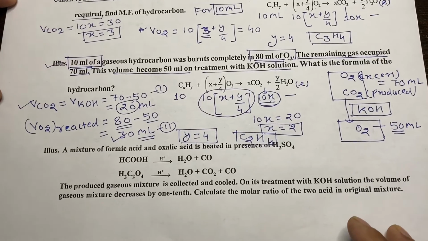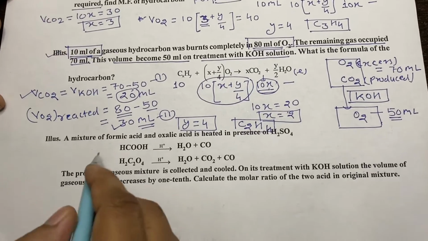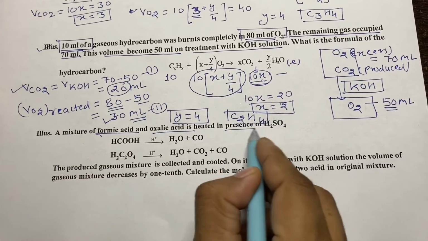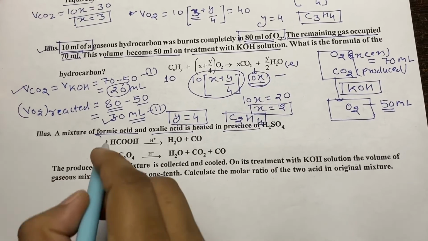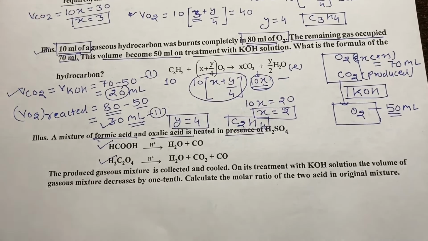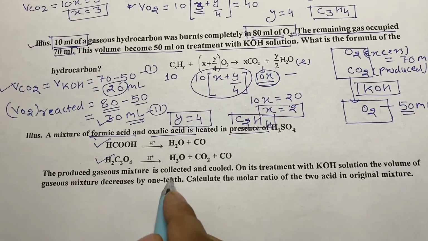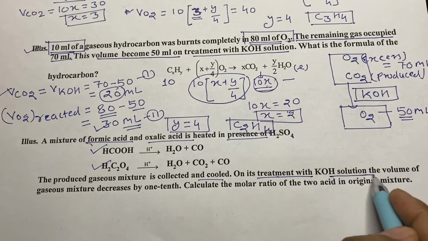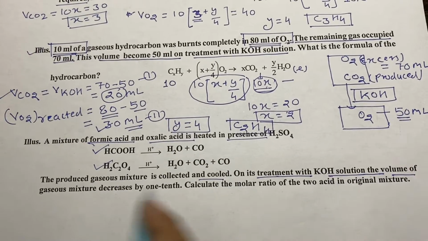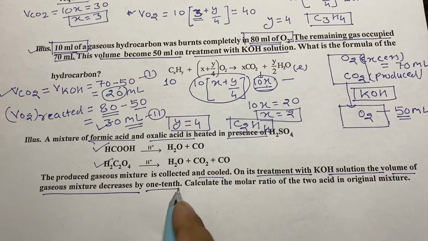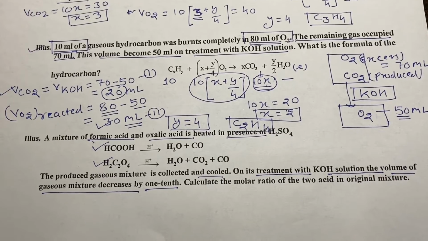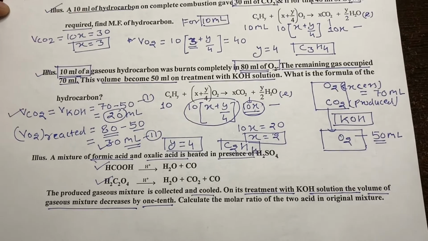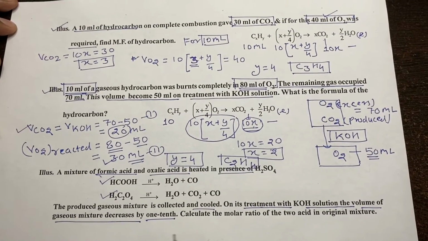Let's take one more example on eudiometry. It is given that a mixture of formic acid and oxalic acid is heated in the presence of H2SO4. The reactions have been provided like this. The produced gaseous mixture is collected and cooled. On its treatment with KOH solution, the volume of the gaseous mixture decreases by 1/10. So first of all, we have to find the amount of gas present in the gaseous mixture.